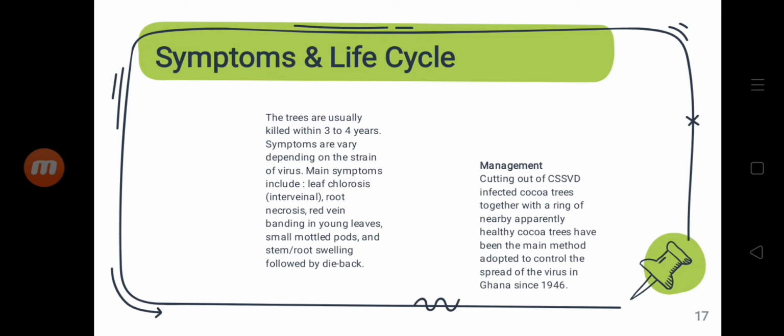Symptoms are varied depending on the strain of virus. Main symptoms include leaf chlorosis, root necrosis, with vein banding in young leaves, small mottled pods, and stem root swelling followed by dieback. Management. Cutting out of CSSV-infected cocoa trees together with a ring of nearby apparently healthy cocoa trees has been the main method adopted to control the spread of the virus in Ghana since 1946.